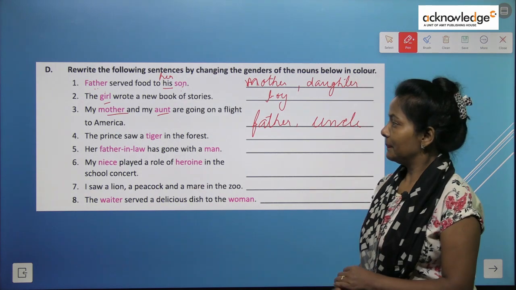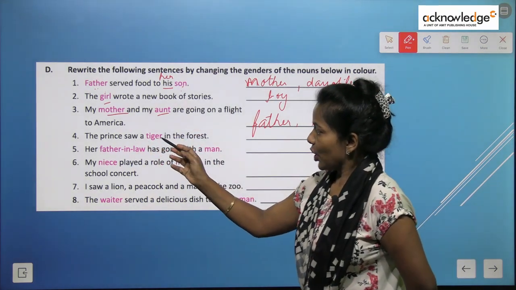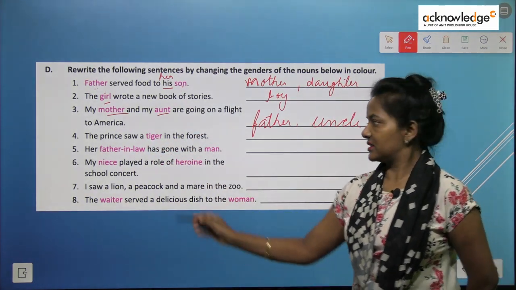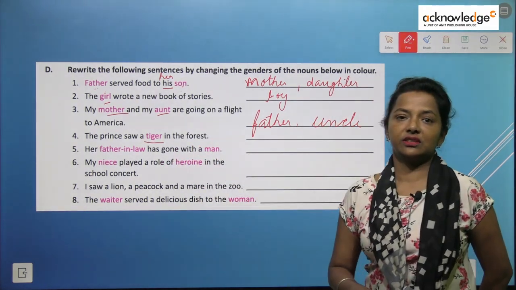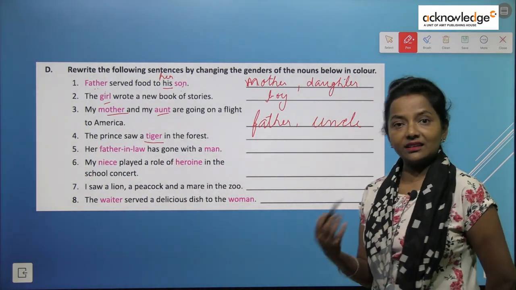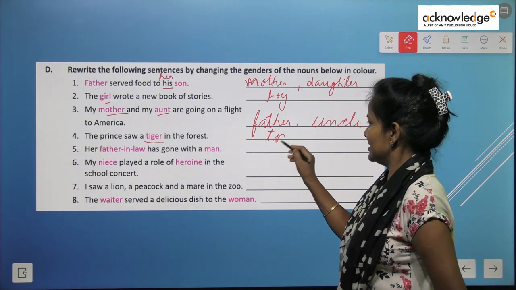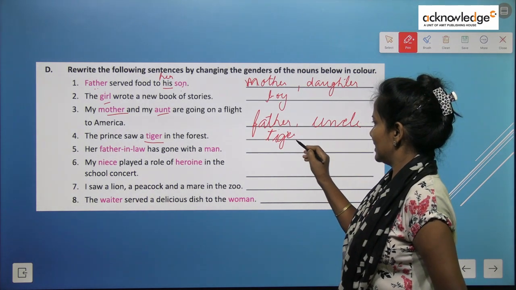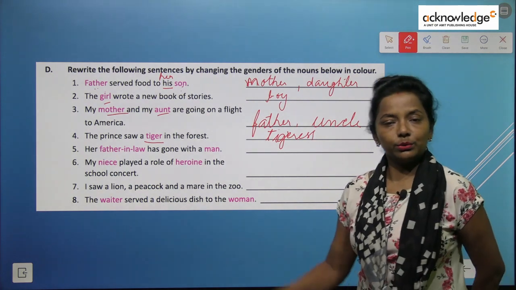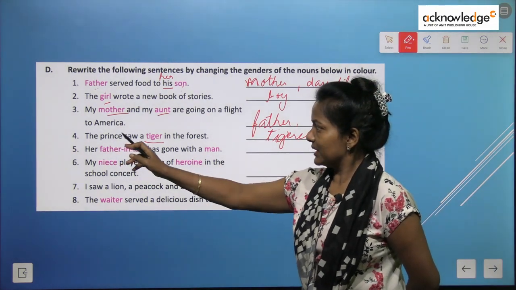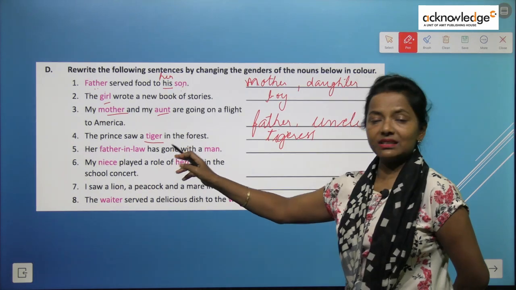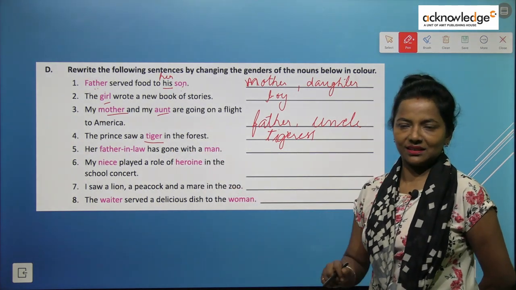Fine children? The prince saw a tiger in the forest. Now here we have to change the gender of tiger. Tiger का क्या हो जाता है? Tigress. Tiger, feminine is tigress. Okay? Now read the sentence again. The prince saw a tigress in the forest.